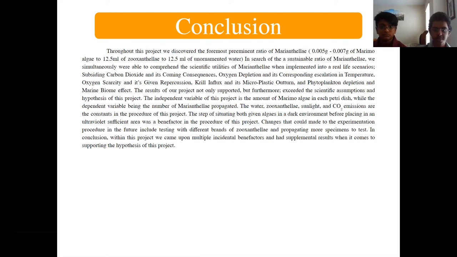The independent variable of this project is the amount of marima algae in each petri dish, while the dependent variable is the number of Marientli propagated. Some confounding variables were the sunlight and carbon dioxide, because we cannot get an exact number for those variables.